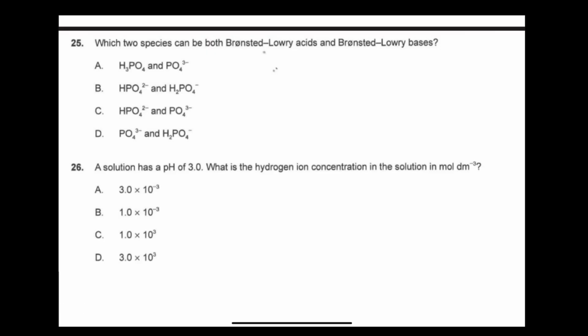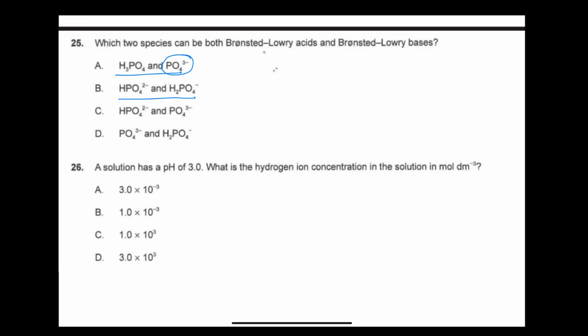Next. Which two species can be both Bronsted-Lowry acid and Bronsted-Lowry bases? We need two species which can accept H plus and at the same time donate H plus. In option A, I can directly reject this because PO4 3 minus cannot donate any H plus. Next, here, HPO4 2 minus. So this can be the right answer because HPO4 2 minus can donate an H plus and also add an H plus to form H2PO4 minus.